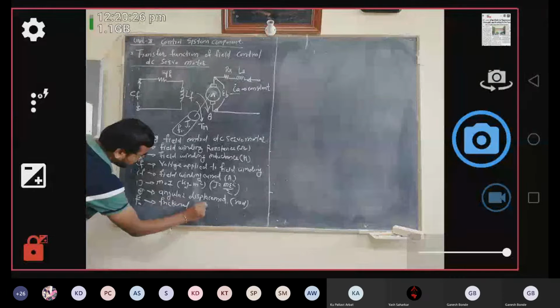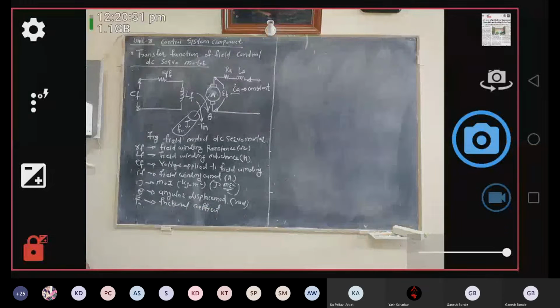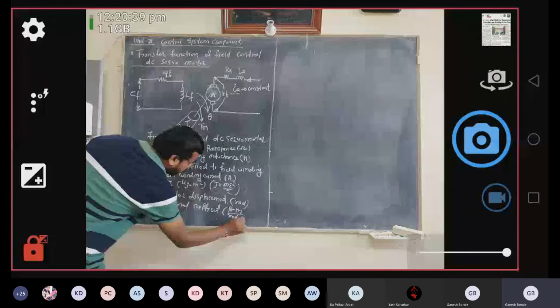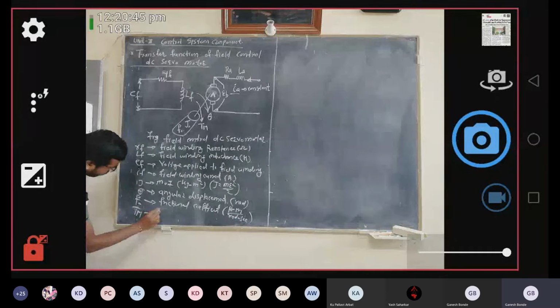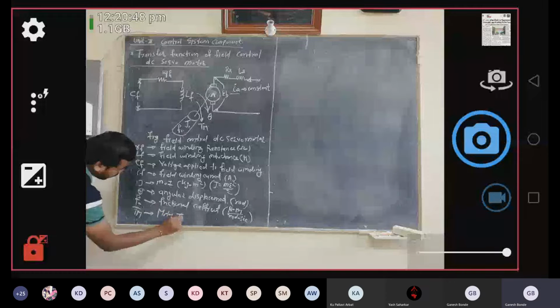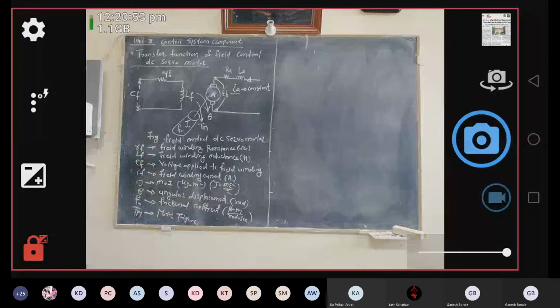Frictional coefficient. Its unit is Newton meter per radian second. And the last one is Tm. Tm is the motor torque. LA and RA are the inductance and resistance of the armature winding respectively. So here we have defined all the quantities.